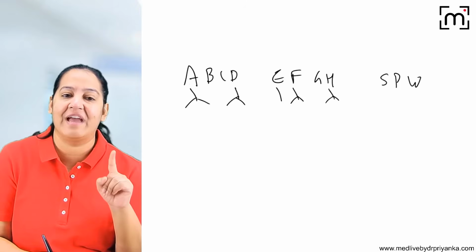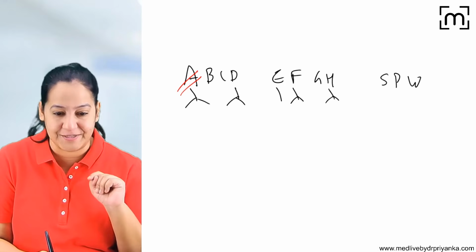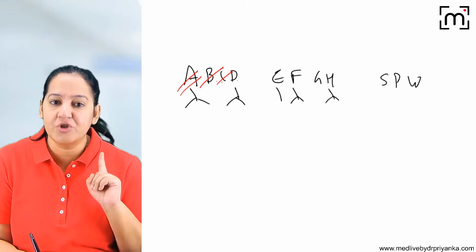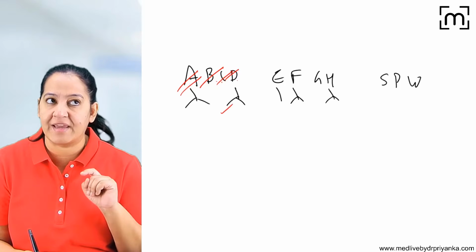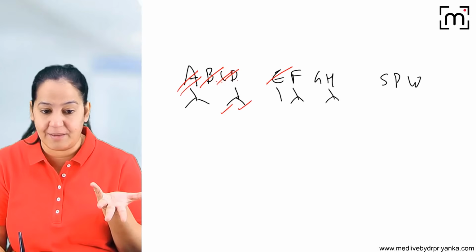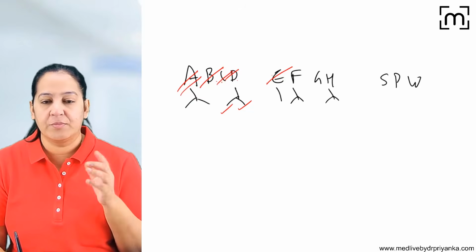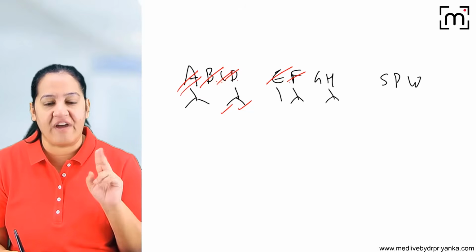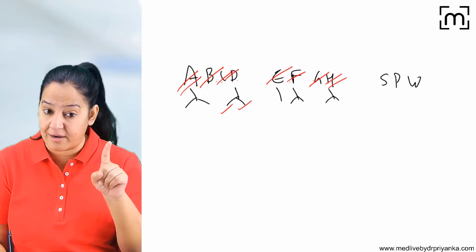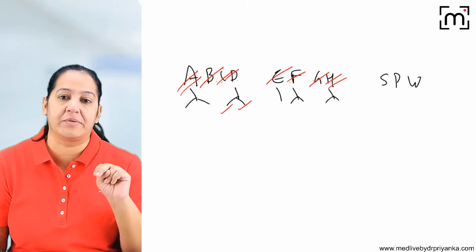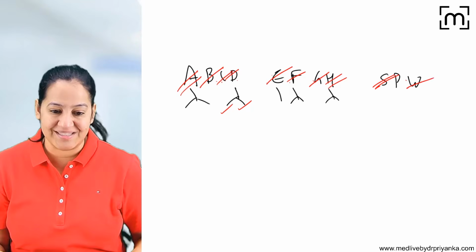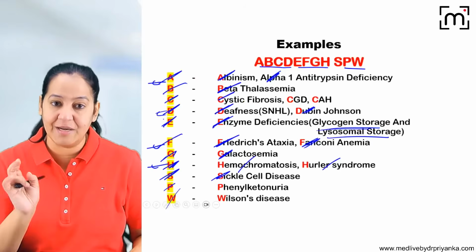So in A, we have albinism as well as alpha-1 antitrypsin deficiency. B is beta thalassemia. C is cystic fibrosis. D is Dubin-Johnson, and the other is sensory neural deafness. E is enzyme deficiency like lysosomal enzyme deficiencies. F is 2F, Fanconi anemia and Friedreich ataxia. G is galactosemia. H, again 2H, Hurler disease and hemochromatosis. S is sickle cell anemia. P is phenylketonuria and W is Wilson. So that is how you have to write the mnemonic and try them.